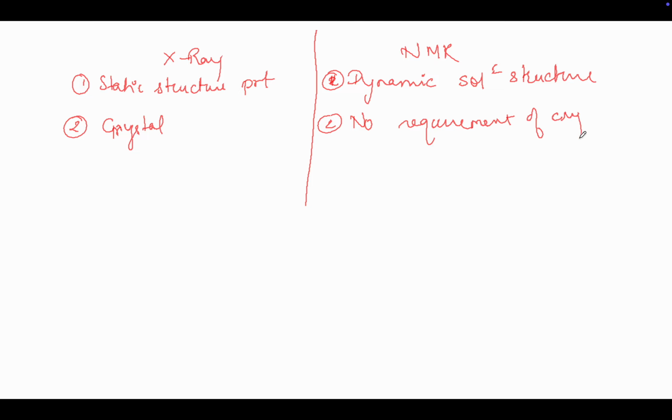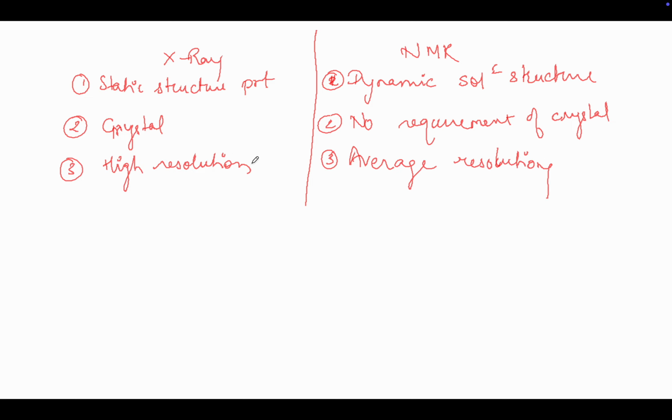The third important point is, in X-ray crystallography we get very high resolution of our structure. Okay, the resolution is very high, whereas in NMR we get average resolution. Okay, so these are the pros and cons for each of the techniques in order to find out the secondary and tertiary structures by X-ray and NMR spectroscopy.